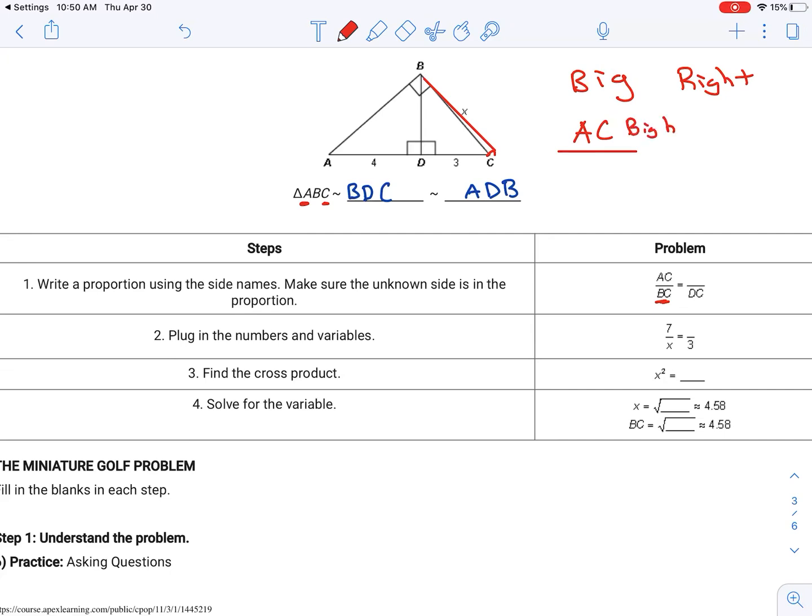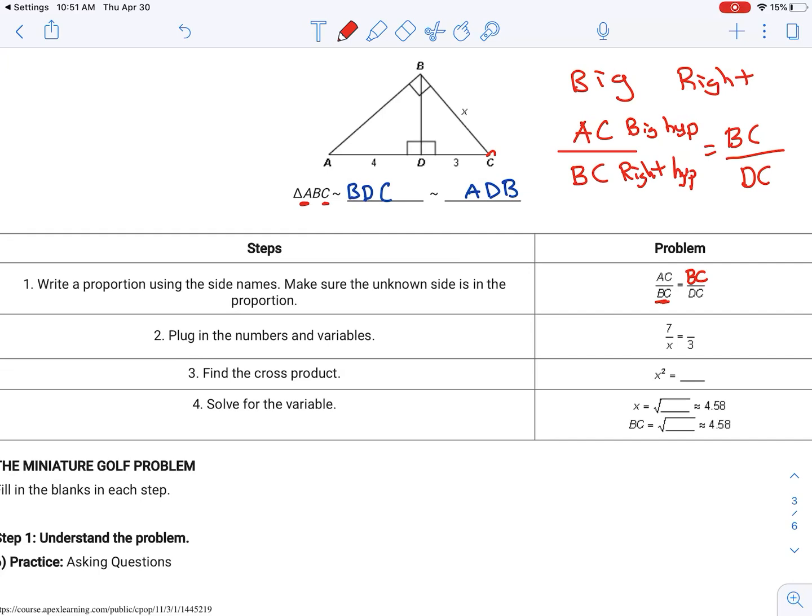So I could say big hypotenuse over BC, which is the hypotenuse of the triangle on the right. Those are the 2 that we're comparing, the big one and the other one. And then it has a DC down here. I have the triangle on the right in the denominator, so what's DC to that triangle? It's the shortest leg. So what's the shortest leg of the big triangle? The shortest leg would be BC. You might try these and then come back.